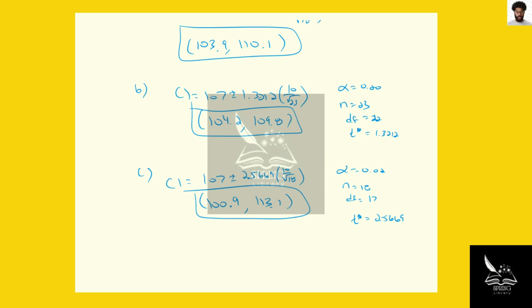And then choice D is, could we have computed the confidence intervals in parts A through C if the population had not been normally distributed? And that would be no, because the assumption would not have been met.